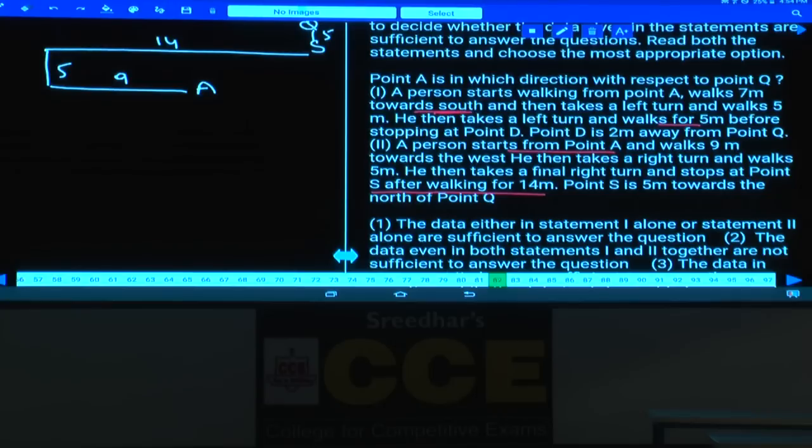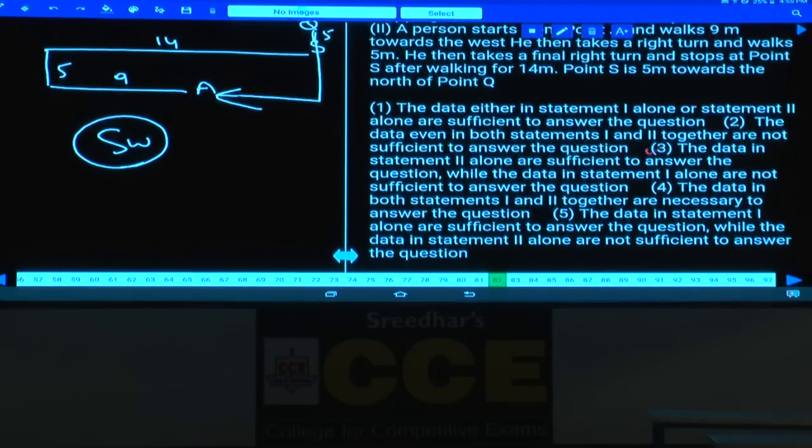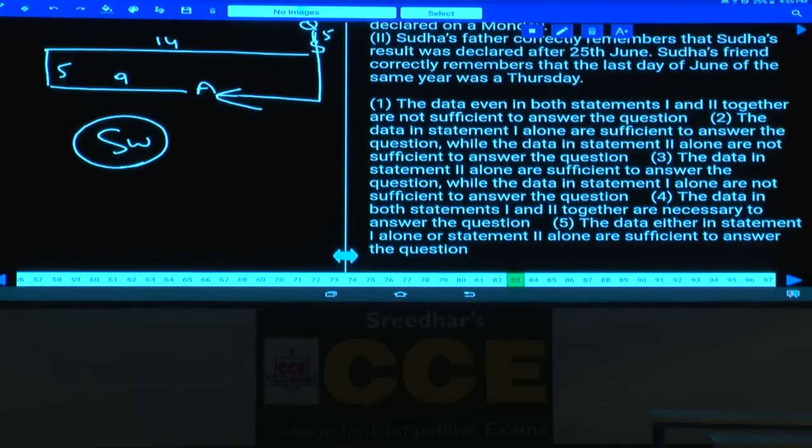What is the distance here? 5 meters. Now what is the question here? A is in which direction with respect to point Q? Tell me whether we can determine or not. Q is here. This is south and this is west, so southwest. A is to the southwest with respect to point Q. Are we getting a unique answer or not? How am I getting the answer here? Only by using condition number 2 alone. Hence 2 alone is sufficient to determine the answer. Then the choice, the data in 2 alone is sufficient, that is choice 3. And this is about question number 82.